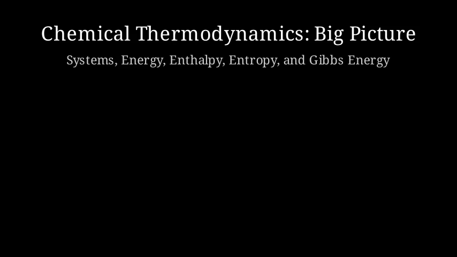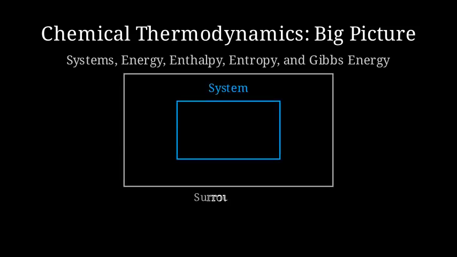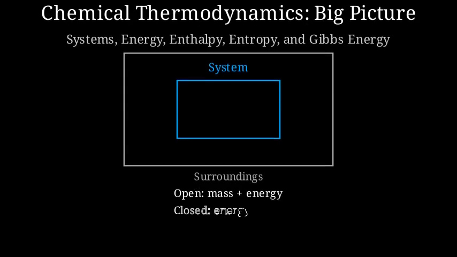Let's start with the most important idea, the system and the surroundings. The system is the part we're studying. The surroundings are everything else. The boundary separates them. We classify systems as open, closed, or isolated.